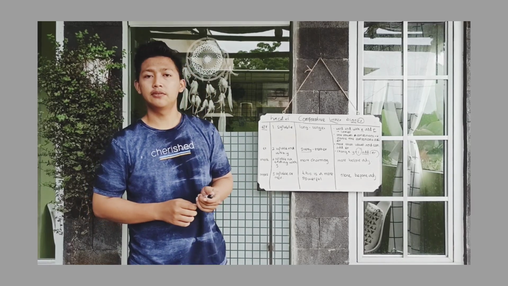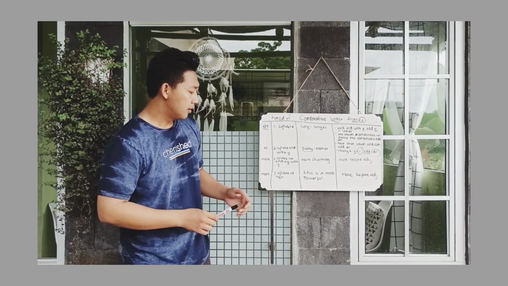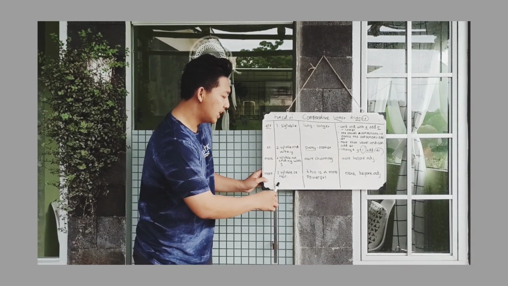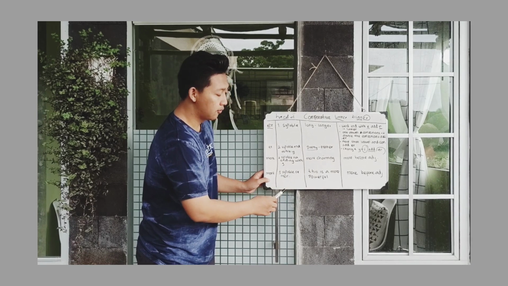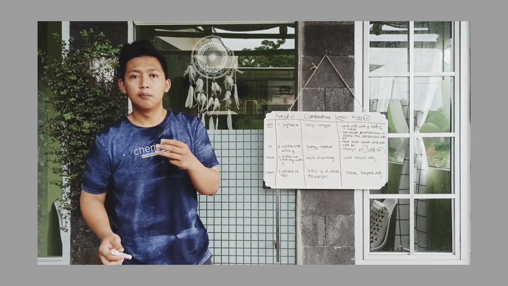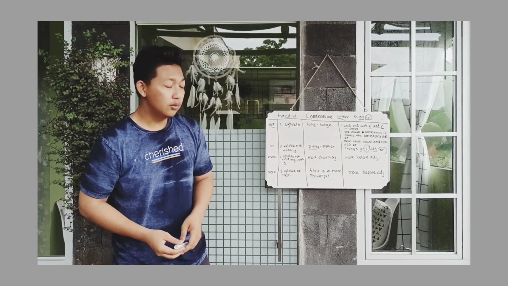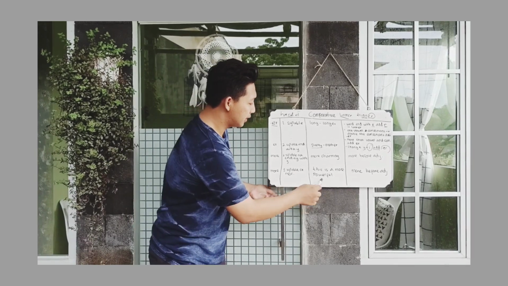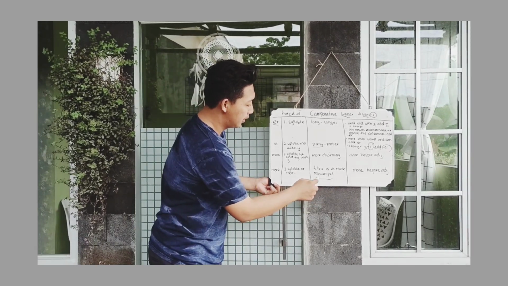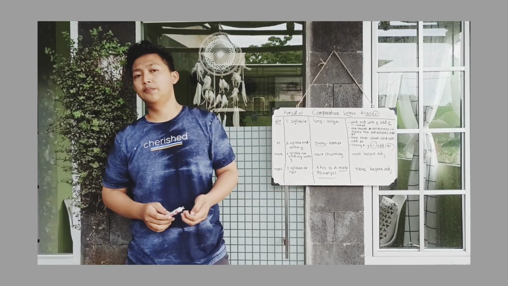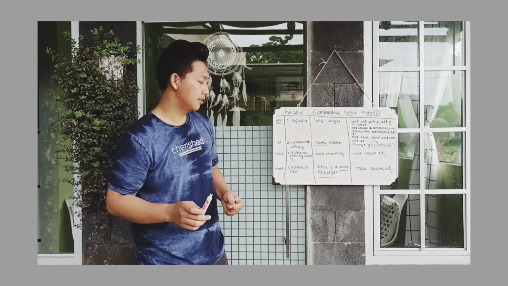And the last one, in comparative, the word more before the adjective is used when three syllables or more. For example, powerful, three syllables. So just add the word more before the adjective. Three syllables, add more before the adjective. That's comparative. Okay.